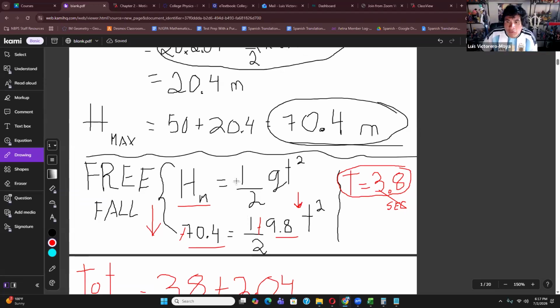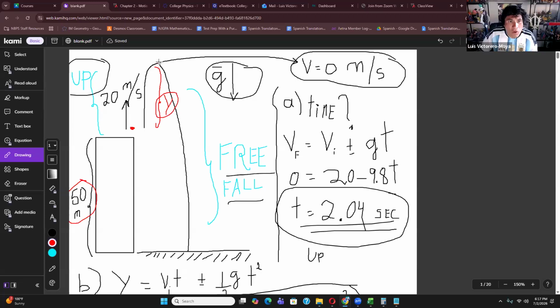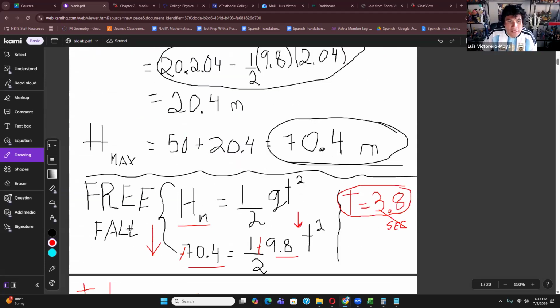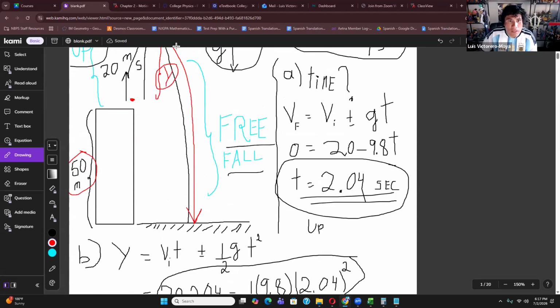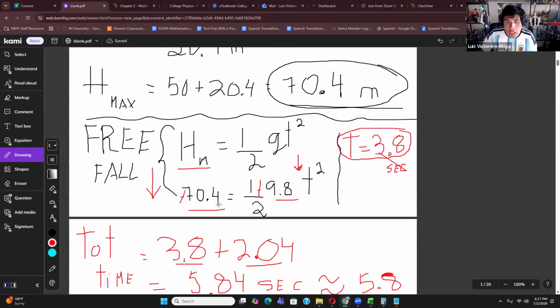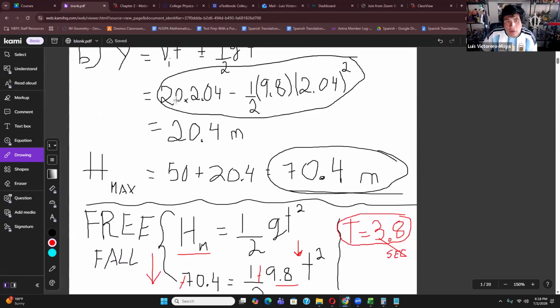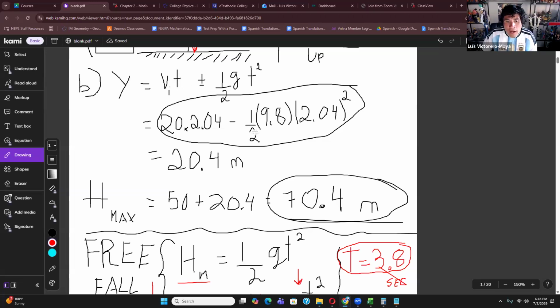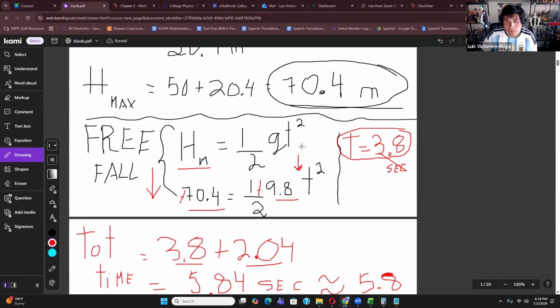So the 3.8 is the time for the ball to go from the maximum height all the way down to the ground. Since the ball is traveling more distance, the 70 meters, it takes more time than when it went up. So the free fall distance is 70.4 meters. And since the initial velocity is 0, this factor cancels. So you stick with 1/2 gravity times time square.